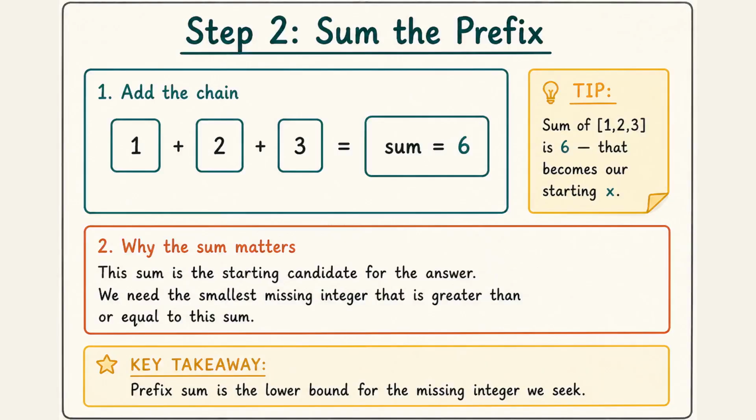Step 2. Sum that prefix. 1 plus 2 plus 3 equals 6. This sum becomes our starting candidate for the answer. In other words, the prefix sum is the lower bound. We must find the smallest missing integer that is at least this large.